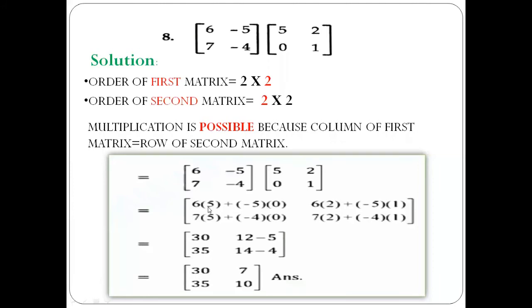So after multiplication, you will get 6 5s are 30, plus minus 5 zeros are 0. 30 plus 0, 30. 6 2s are 12, plus minus 5 1s are 5. Now 7 5s are 35, plus minus 4 zeros are 0. 35 plus 0, you will get 35. 7 2s are 14, plus minus 4 1s are 4. So 12 minus 5, you will get 7, and 14 minus 4, you will get 10. So this is the product of these two matrices.